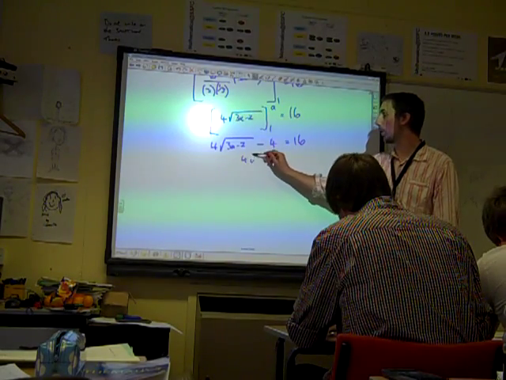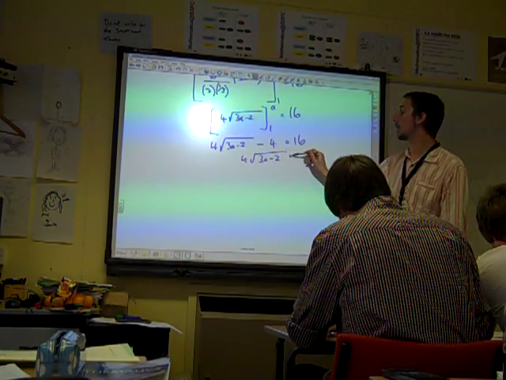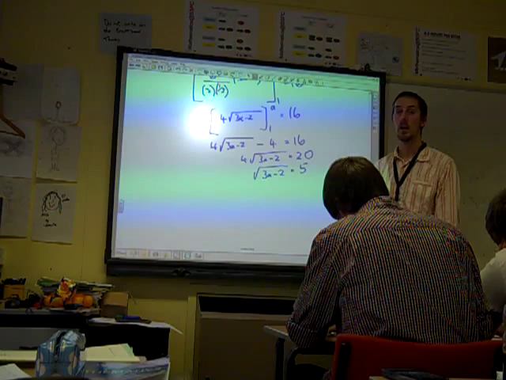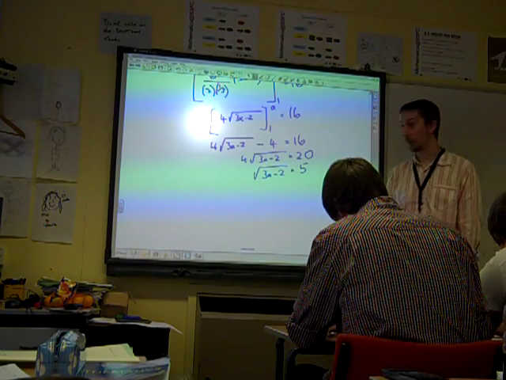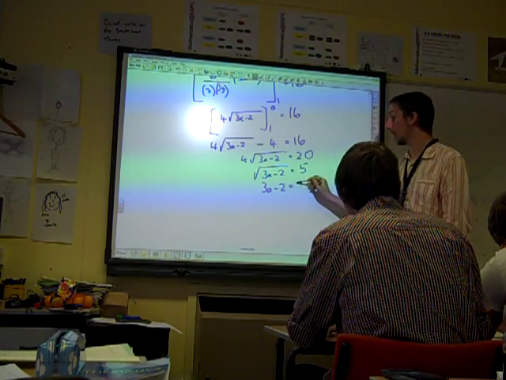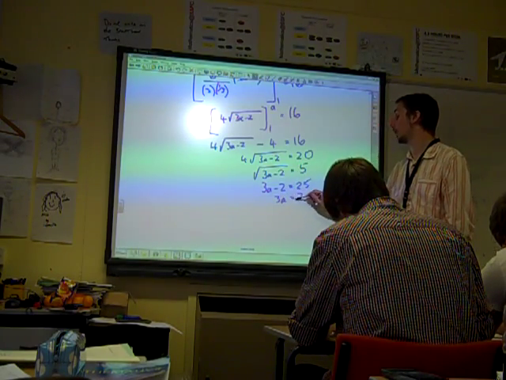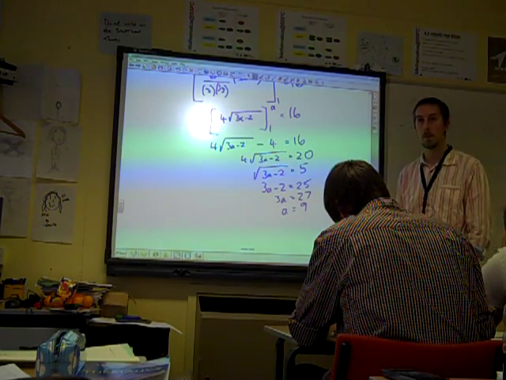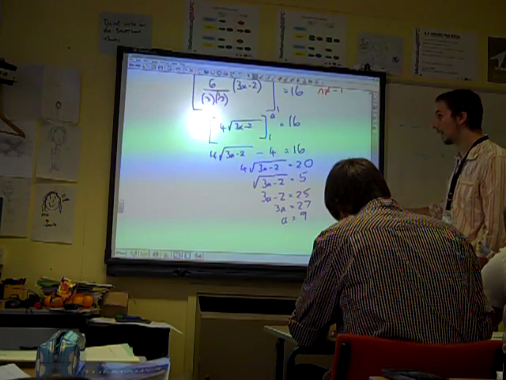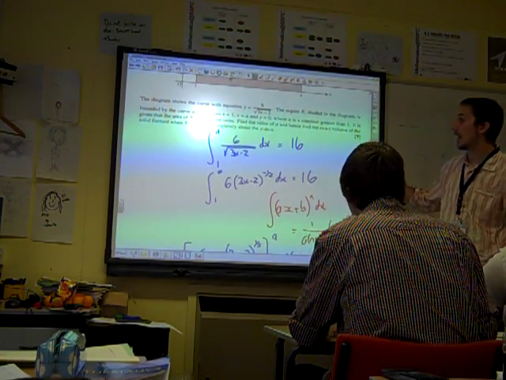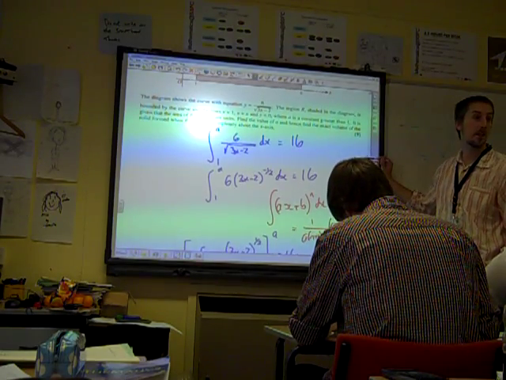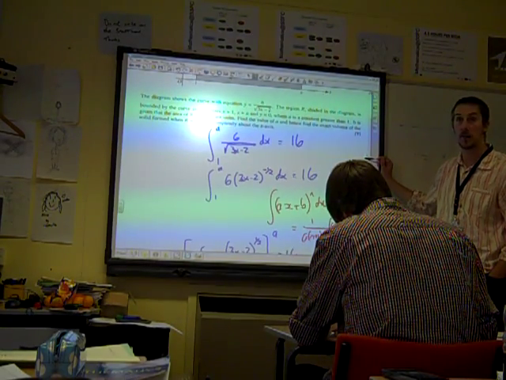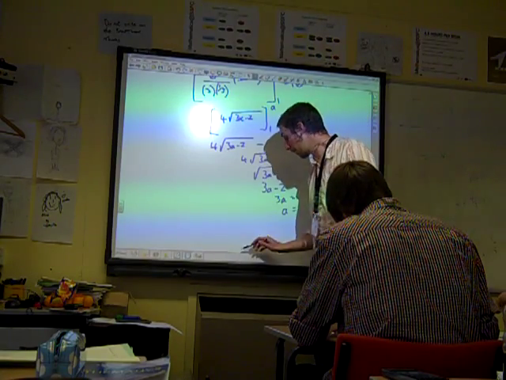So we rearrange this now. We've got 4 times the square root of 3a minus 2 is 20. So the square root of 3a minus 2 is 5. If we square both sides, 3a minus 2 is 25, so 3a is 27. So a is 9. So that bit was aimed at getting the right value of a. Find the value of a and hence find the exact volume of the solid formed when it's rotated completely around the x-axis. So now we're into our volume of revolution thing.